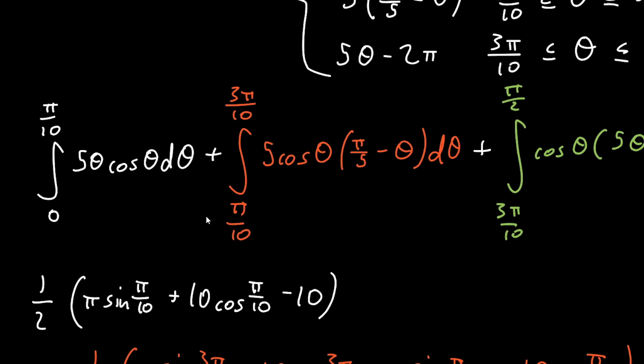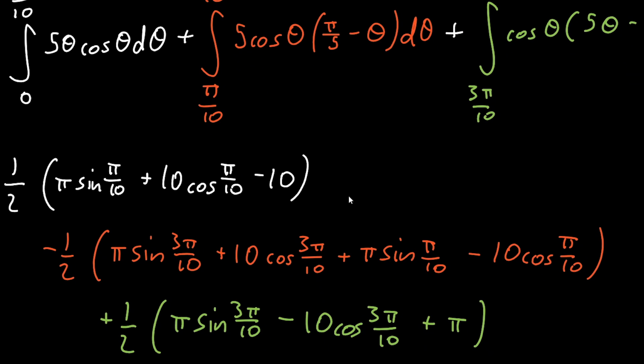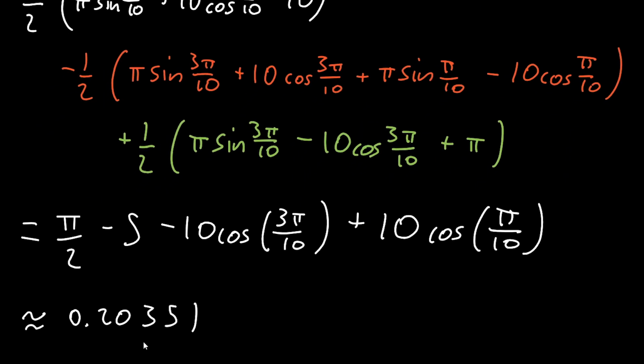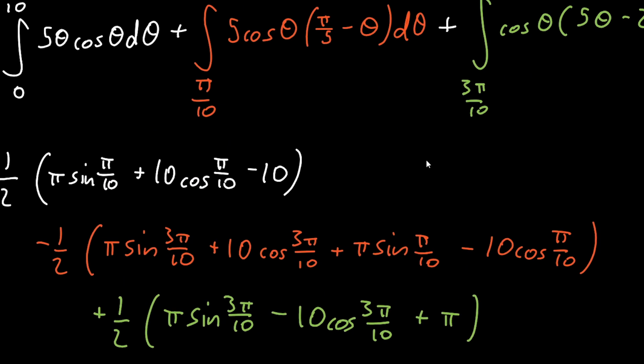It's just basic integration by parts that I'm sure you all know how to do. So we have the white result, the red result, and the green result. And what we notice is that all of these sine terms, like this sine pi over 10 term, will cancel with this one, and this sine 3 pi over 10 term will cancel with this one. So we end up with pi over 2 minus 5 minus 10 cos 3 pi over 10 plus 10 cos pi over 10, which is about 0.20351. So that's the answer for the first question.